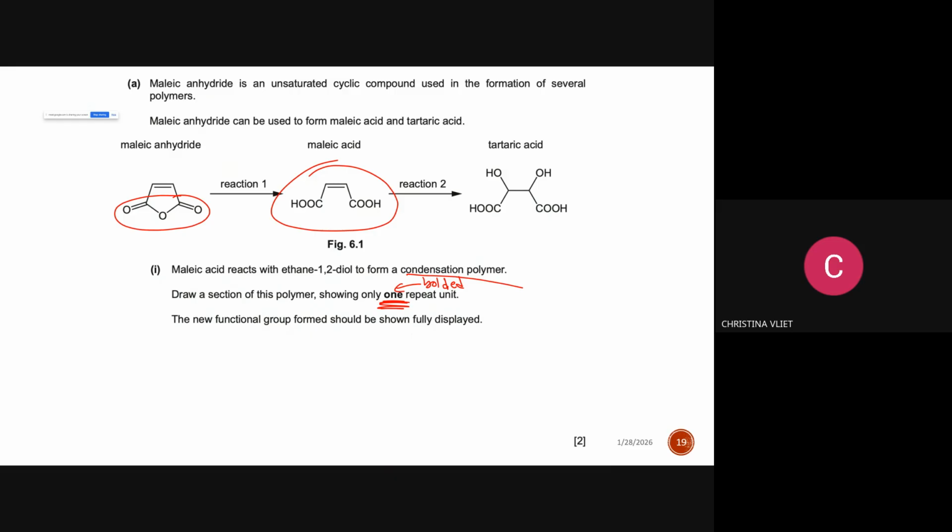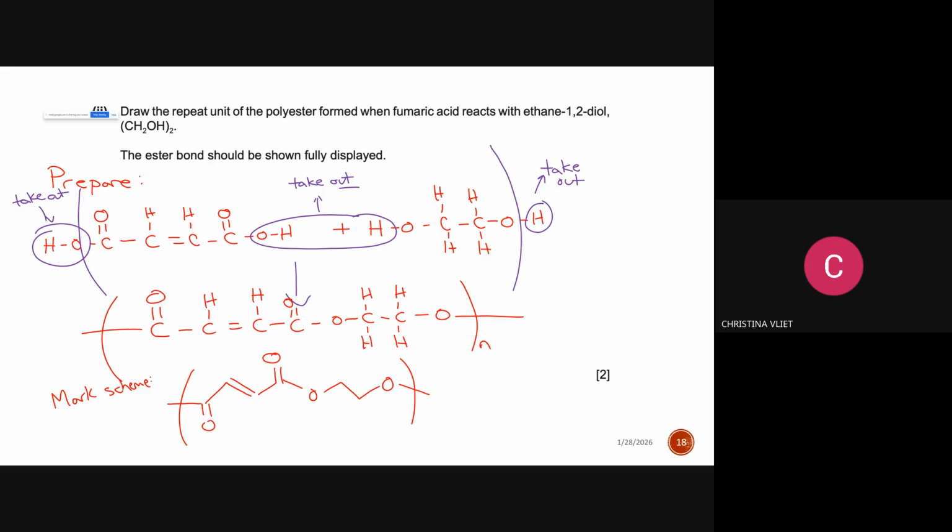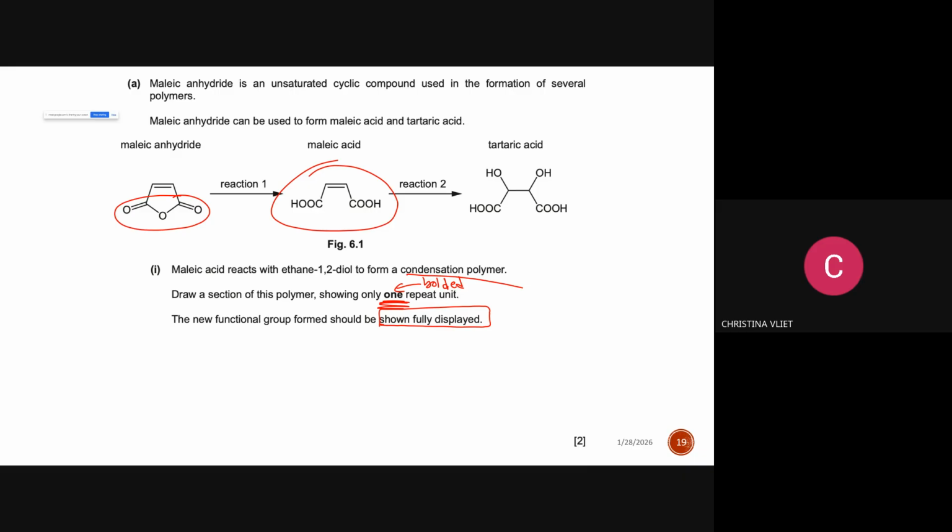And then the new functional group formed, go ahead, should be shown fully displayed. Meaning we don't care if you use skeletal or structural for the rest of it, but wherever you make the new bond, you must display that. You must show that bond, the one that you make right here, that's the one that always has to be displayed, the one that puts the two together. All right, so let's see if we can do it.